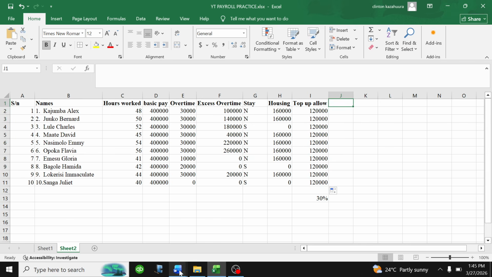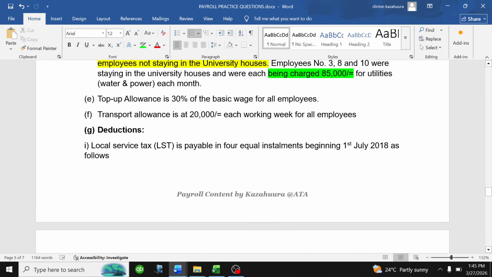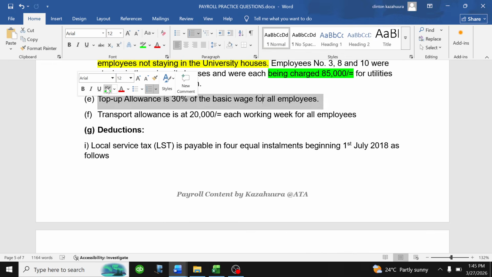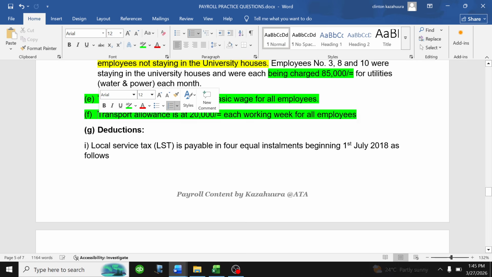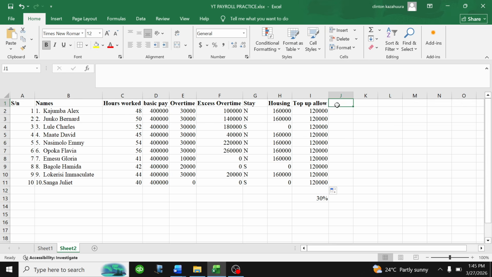Okay, we move, ladies and gentlemen, we move. That is top up allowance. Done. Then there is transport allowance at 20,000 each working week for all employees. So every week they give them 20,000 for all employees. So we shall simply get 20,000, we multiply by 4 weeks, which are in a month, because we are preparing a payroll for the month.